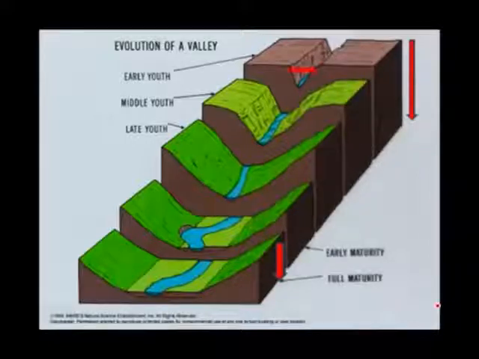The other obvious difference is the width and the shape of the valley. The young valley is narrow and deep. It has a V shape, whereas a mature river has a very, very broad shape, almost a U.